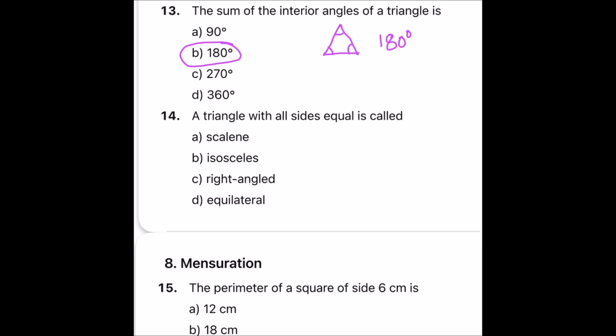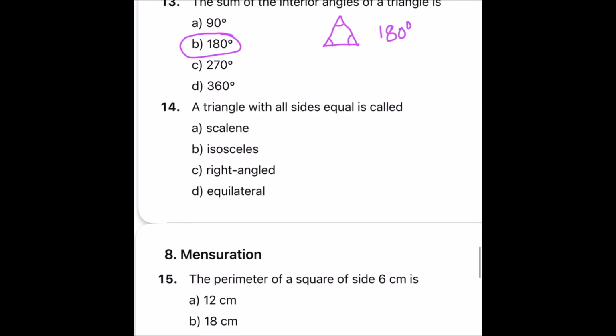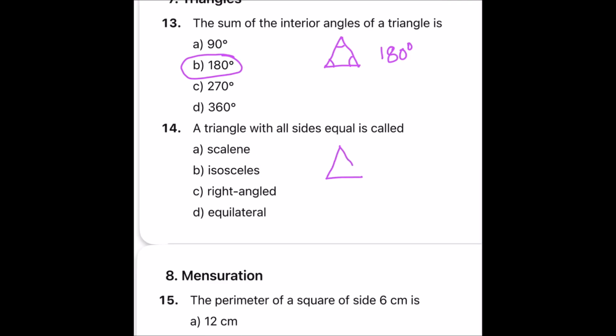Next one is question 14, which is a triangle with all sides equal is called. A triangle with all sides equal is called an equilateral triangle. So option D is the correct answer.